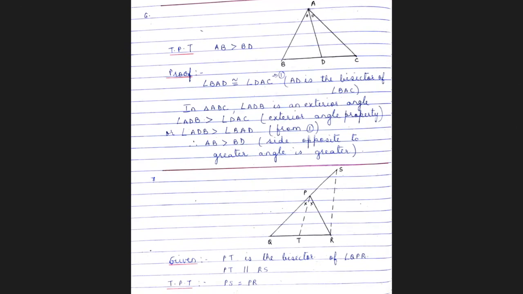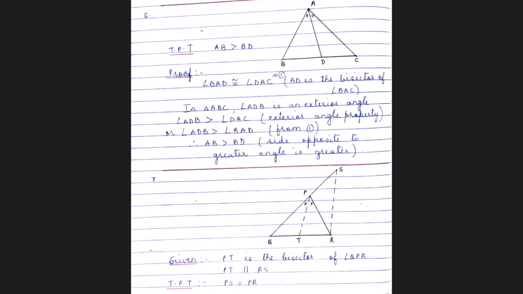AD is the bisector of angle BAC. That means angle BAD is congruent to angle CAD. Okay. You have to prove AB is greater than BD. That is what needs to be proved. Now, in the proof, angle BAD is congruent to angle DAC because AD is the bisector of angle BAC.